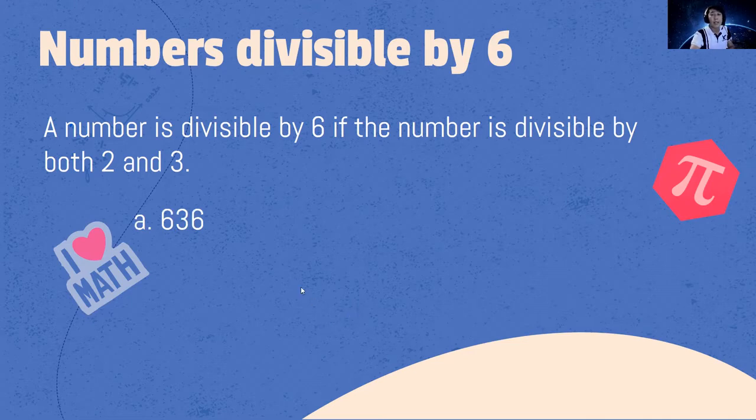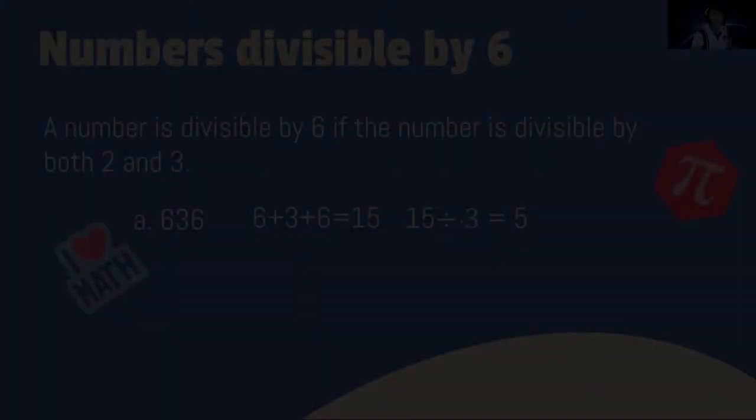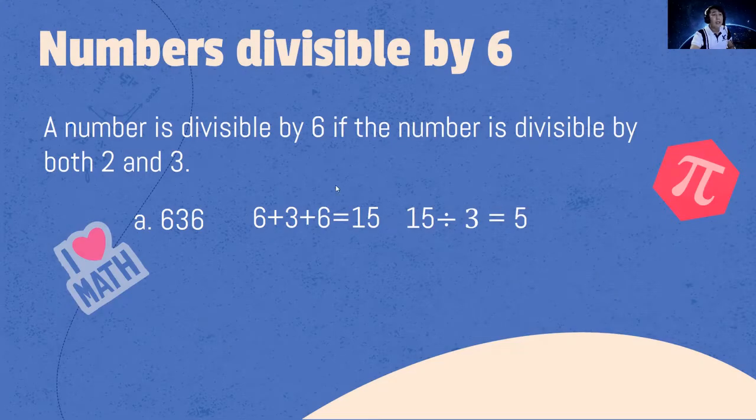636. As we all know, 636 ends with number 6, which is an even number. Therefore, it is divisible by 2. Then let's now try to identify if it is divisible by 3. Let's add all the digits. 6 plus 3 plus 6, that is 15. Then 15 divided by 3 is 5. 636 is both divisible by 2 and 3. Therefore, it is divisible by 6.